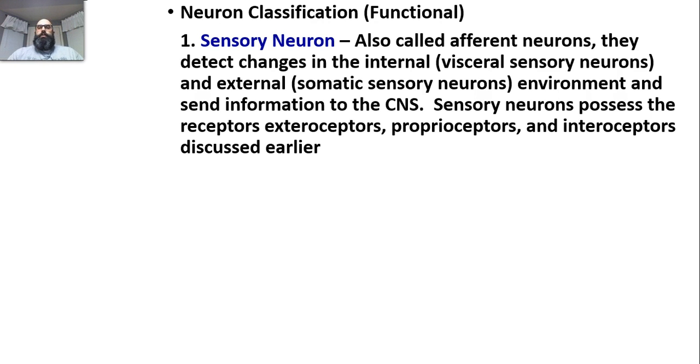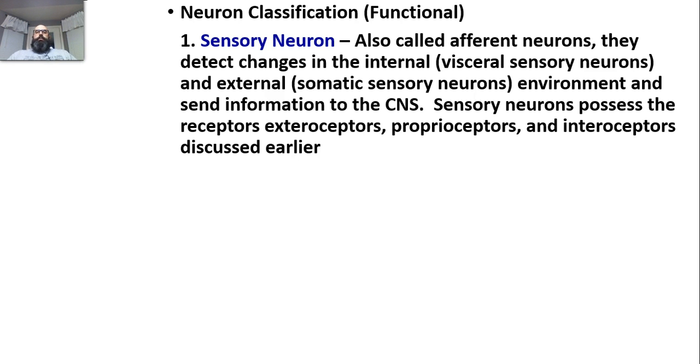The first one I talk about is sensory neurons. These are also called the afferent neurons because they're part of the afferent peripheral nervous system. What they do is they detect changes in the environment. Basically, they pick up stimuli, and they send that stimuli to the central nervous system. So these can be stimuli in the internal environment, which end up being visceral sensory neurons, or the external environment, which end up being somatic sensory neurons. Regardless, your body has to maintain homeostasis by balancing the inside and the outside environments.